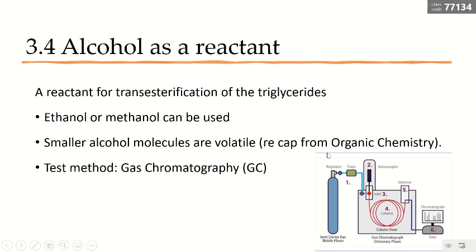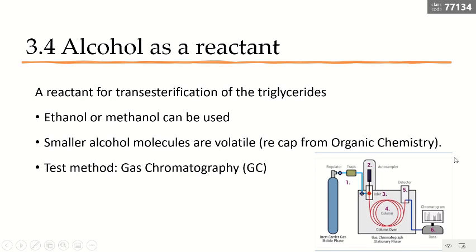The test method here we use is gas chromatography. We commonly shorten it as GC. This picture roughly illustrates a very simple structure, the component schematics of the GC. To most of you, this might be the first time to hear about this GC concept.